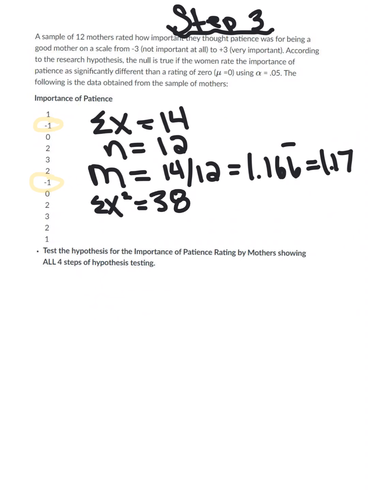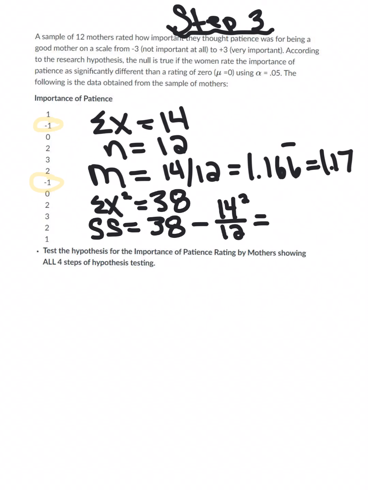So next thing we're going to need is our sums of squares. So we're going to put that 38 first. So 38 minus 14 squared divided by 12, right? Because it's the sum of x squared minus sum of x total squared divided by n for sums of squares.